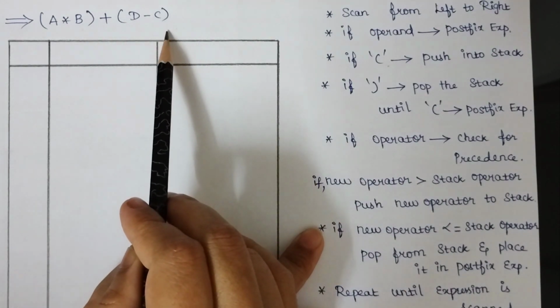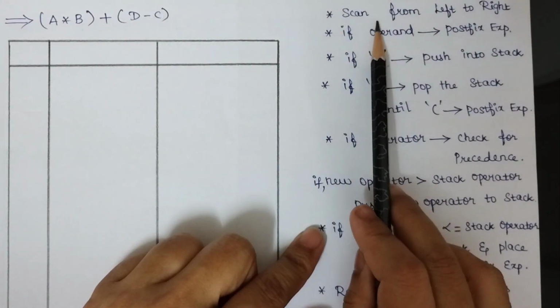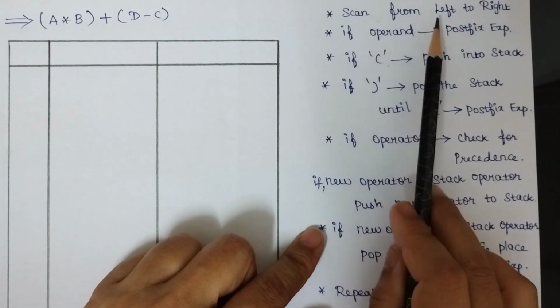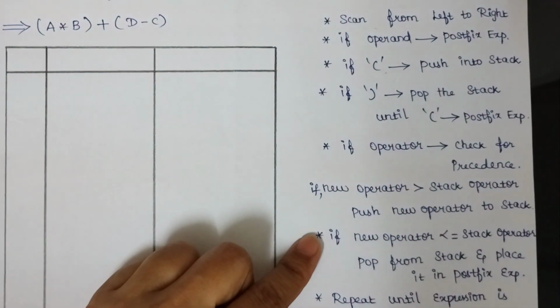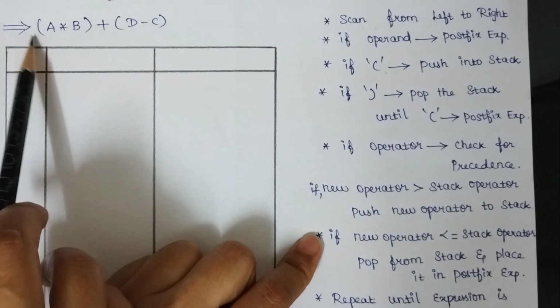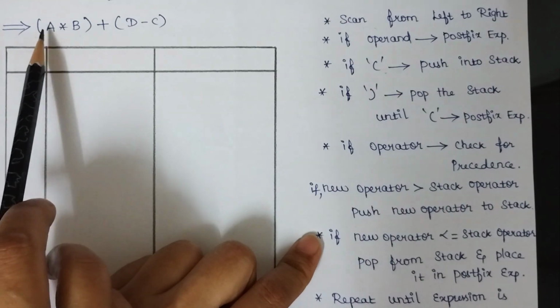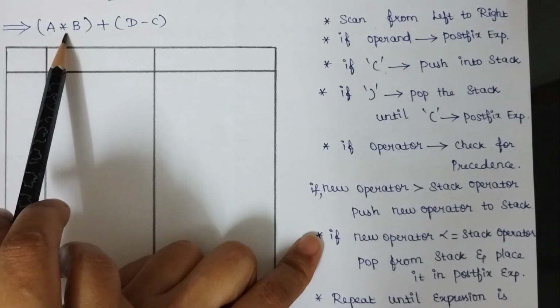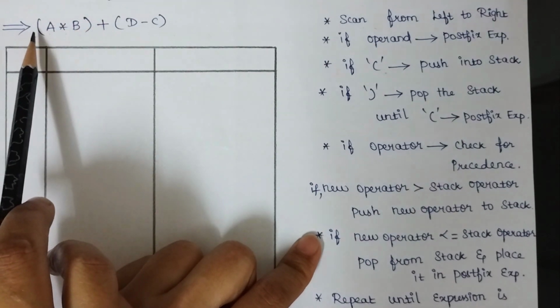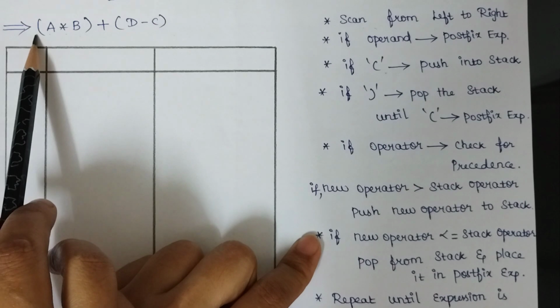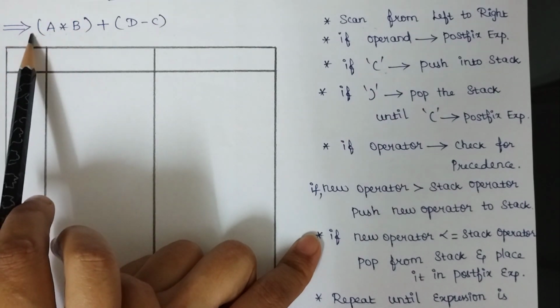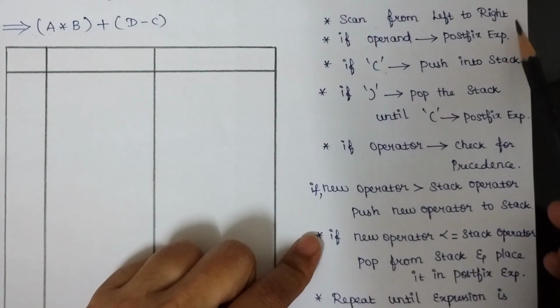The first rule is to scan the infix expression from left to right, character by character. Considering this one as the first character, then a as the second character, then the multiplication operator as the third character. Likewise, we need to scan the characters from left to right. This is the first rule.